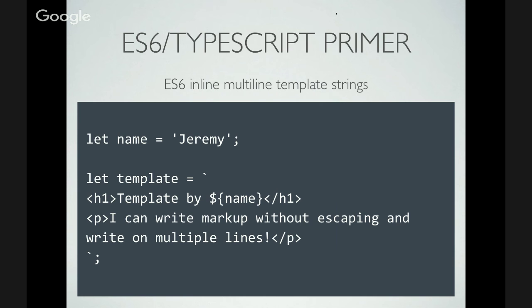There are multi-line template strings. This is one of my favorites. I love this. Instead of having to write these quotes with plus signs at the end to concatenate large strings together, I can just use a backtick symbol. And that lets me just write pure HTML code straight in. And I don't have to do anything to escape outside of it if I'm going to use the $ sign here. And this $ sign with braces is a way of binding a value into that. So if this was rendered, it would say template by Jeremy instead of template by ${name}.